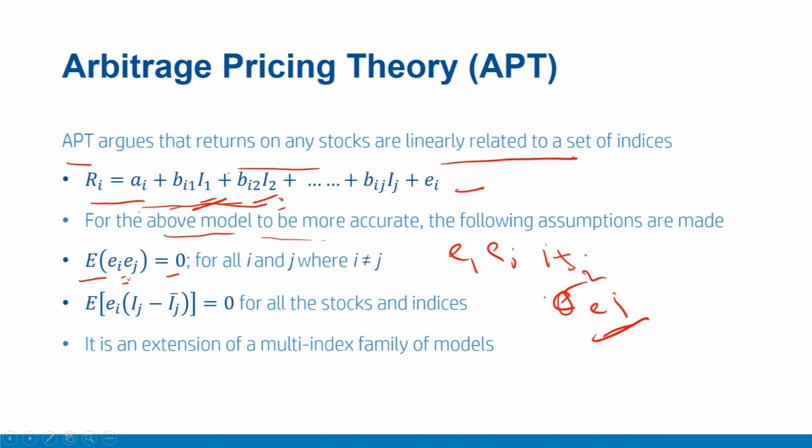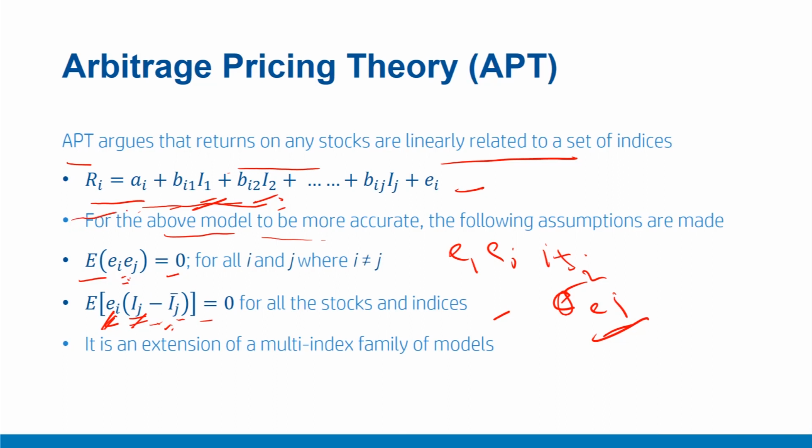We also assume that the expected value of Ei into Ij minus Ij bar is 0. That means the correlation between the residual and the indices is also 0. So this Ei is purely stock specific and should not have any relationship with these indices. Ei is stock specific, and these Ijs are broad market wide indices affecting a large number of securities. So the stock specific component, Ei, is supposed to be uncorrelated with the indices Ij.